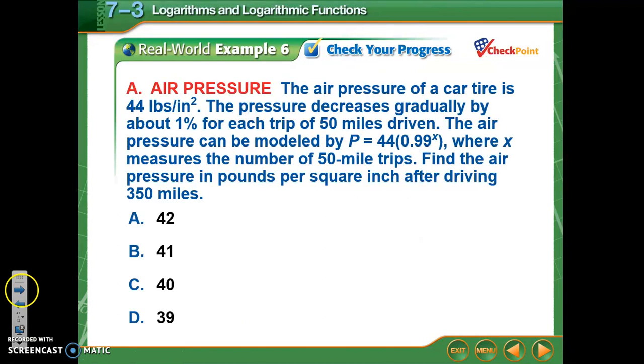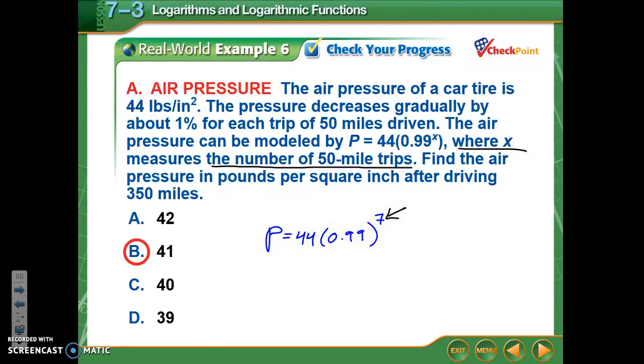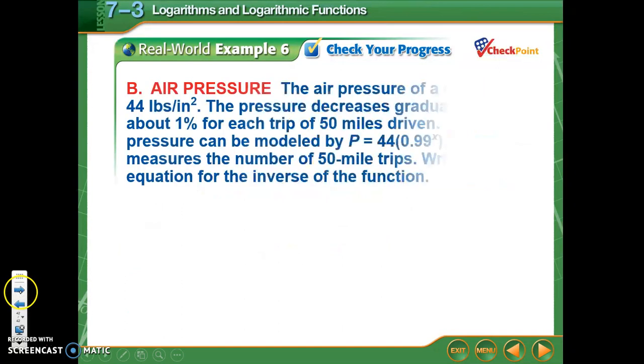All right, you guys try this one. Okay, you should have gotten B, which is 41 pounds per square inch. This is how you should have set it up. The reason I have a 7 here is because notice that x is the number of 50-mile trips. So if we drive 350 miles, I drove 7 sets of 50 miles. That's why the 7 is there. Then you use a calculator to do that calculation, and you should get about 41 pounds per square inch.